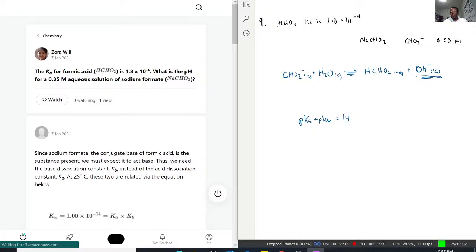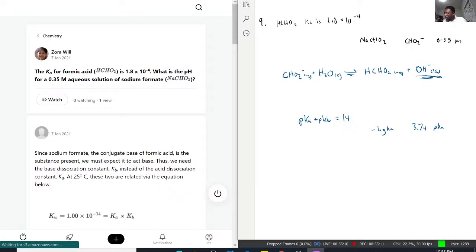How do you get to pKa? The same way we get the pH: it's the negative log of Ka. Let's put that in the calculator. Negative log of 1.8 times 10 to the negative 4. The pKa for this is around 3.74. So if pKa plus pKb is 14, then 14 minus the pKa is pKb. So 14 minus the answer we just got.